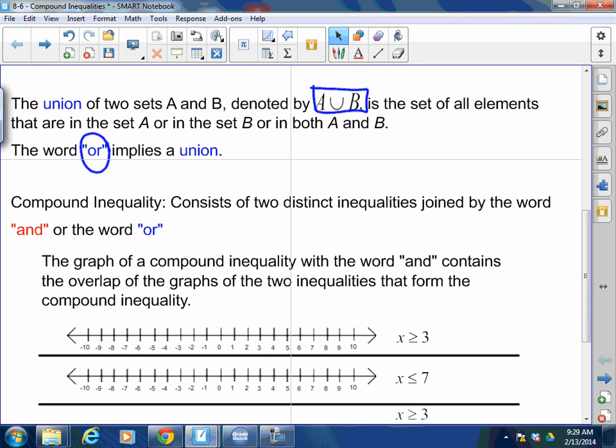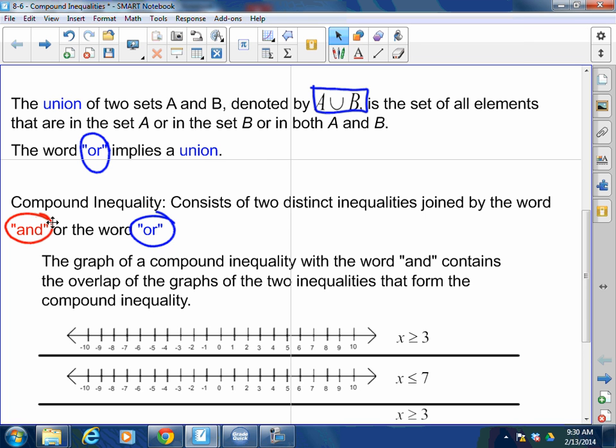All right. So how does this work with compound inequalities? Well, compound inequalities consist of two distinct inequalities joined by the word "and," which we already learned represents an intersection, and the word "or." Remember, "or" is going to be a unification, a union of two different sets of values. So I just wanted to kind of open your eyes to that.